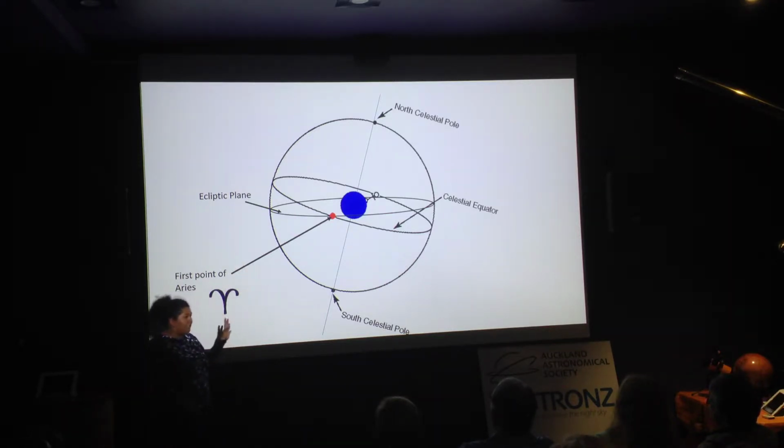So really important idea of celestial equator, ecliptic plane, that intersection point, and your first point of Aries. All right, so keep that in the back of your head.